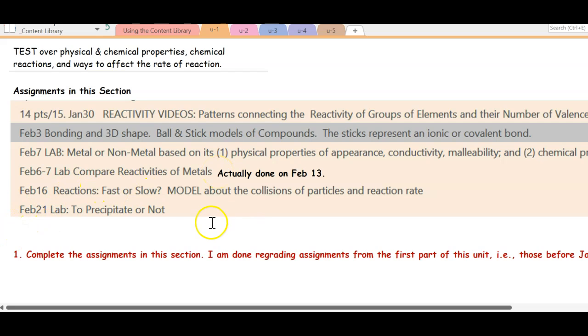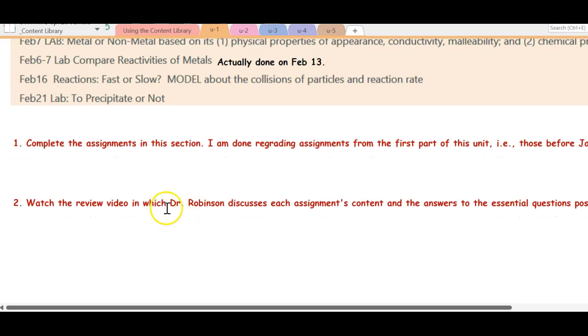Then we started talking over a couple days on reactions fast or slow and the collision model about the reaction rate. That talks about how fast and how energetic and how many more particles are having collisions, which is the basis of this idea about how we can increase the reaction rate. And then on February 21st, the lab to precipitate or not.